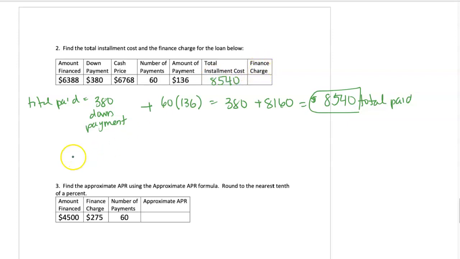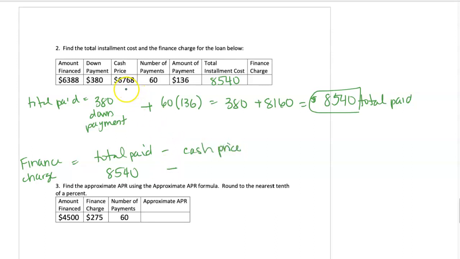To find the finance charge, that's the difference between the total paid, which was the $8,540 we just calculated, minus the cash price. And the cash price was given to us as $6,768. And so we find that a finance charge of $1,772 was charged because you didn't pay in full on the first day.